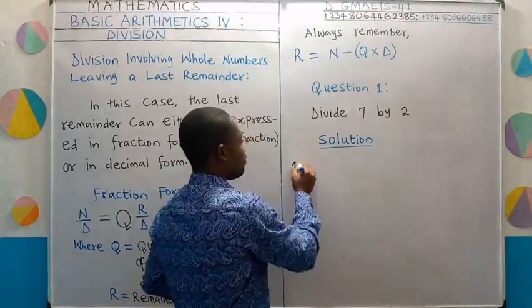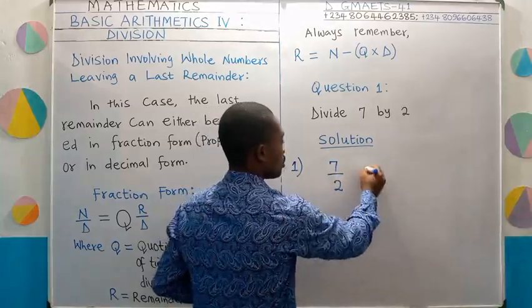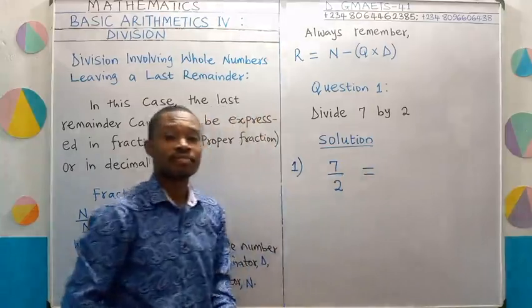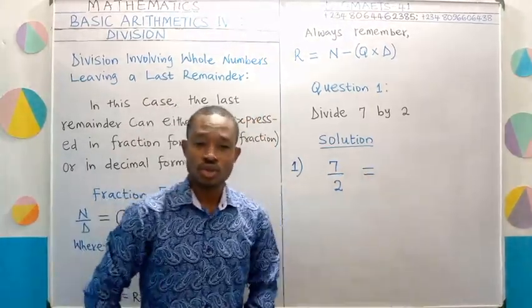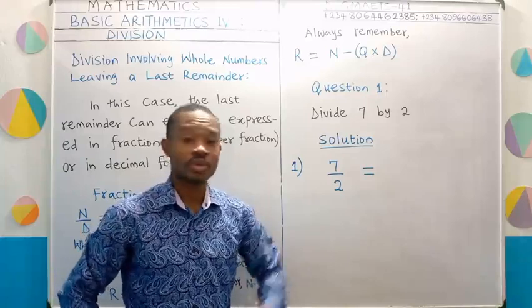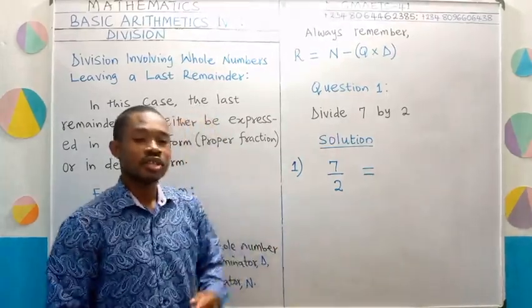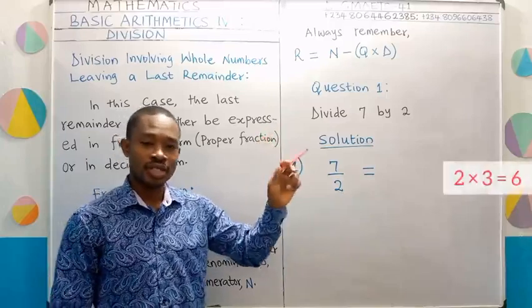Alright, so I'm to divide 7 by 2, 7 over 2. So this would be equal to, let us find out. Now, our denominator is 2, the numerator is 7. So we need the 2 times table to be able to solve this question. If you go to the 2 times table, you would see that 2 times 3 is equal to 6.